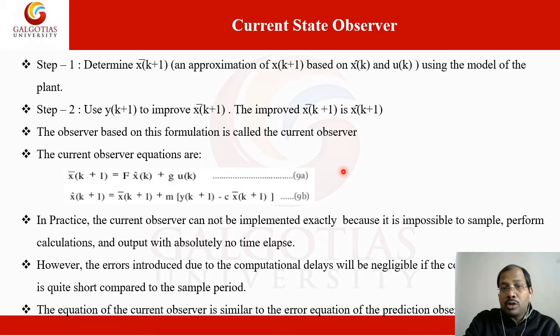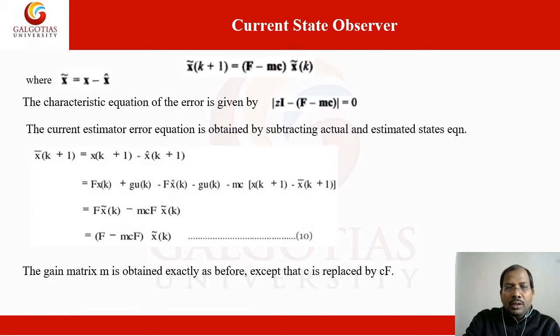In practice, the current observer cannot be implemented exactly because it is impossible to sample, perform calculation and output with absolutely no time elapsed. We cannot implement this if the sampling time is smaller compared to the computational time or delay between the two blocks, observer and controller, and the plant process. If the computational time is larger compared to the sampling time, then we can differentiate between the current state observer and predictive observers. So here we have to calculate the error dynamics.